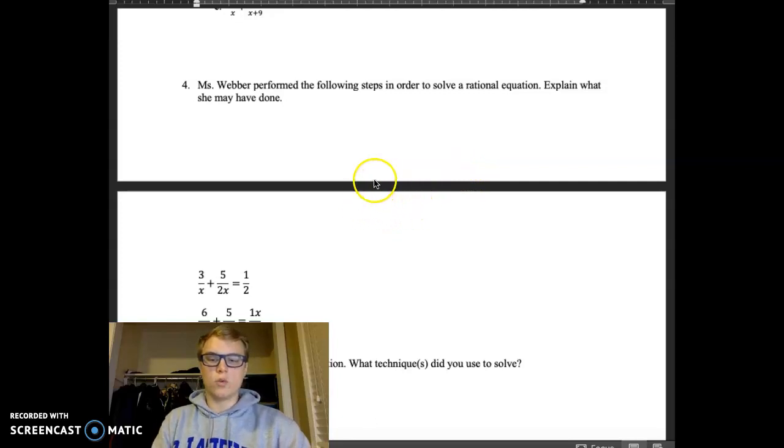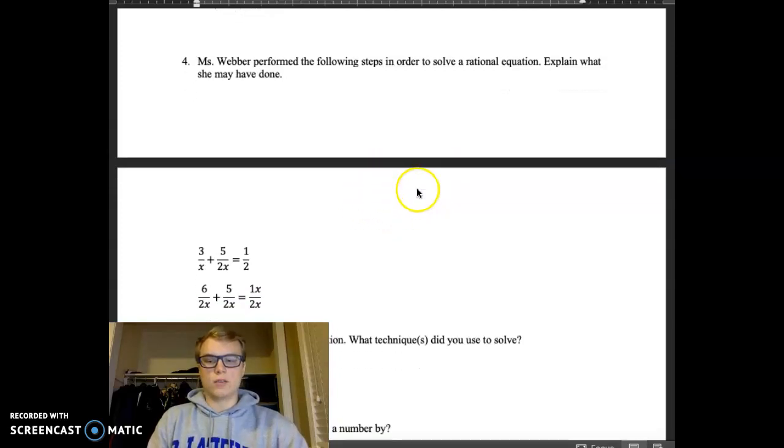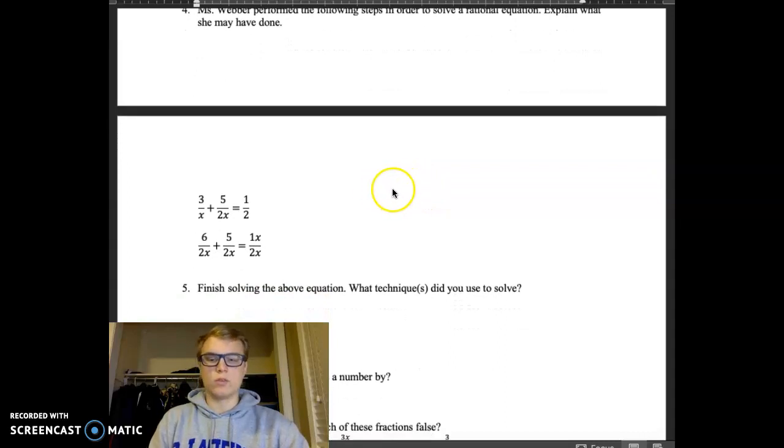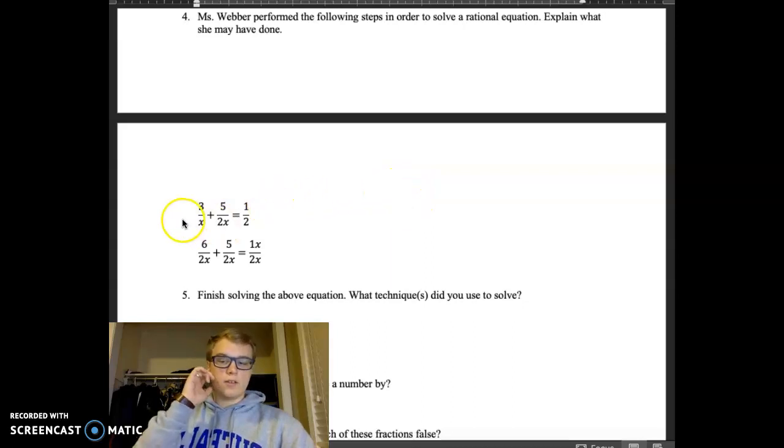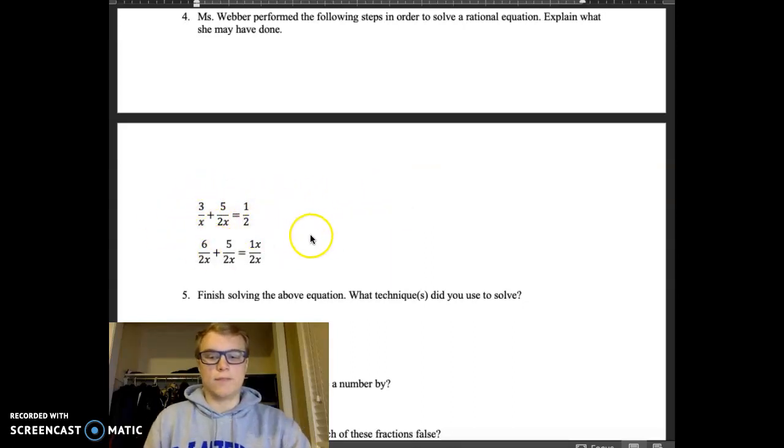So what we are going to do now is look at actual rational equations and see what they did here, how they went from this line to that line. First step, look for the common denominator. We have an x, a 2x, and a 2. So pretty easy, the common denominator to find is 2x. We already have one term that has it, so they didn't do anything there.